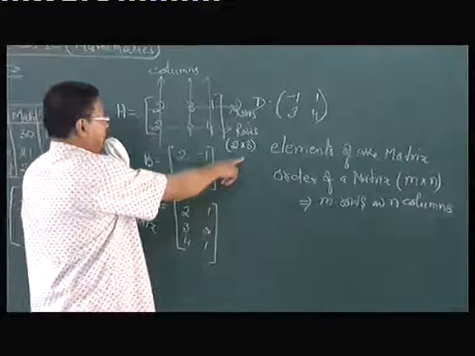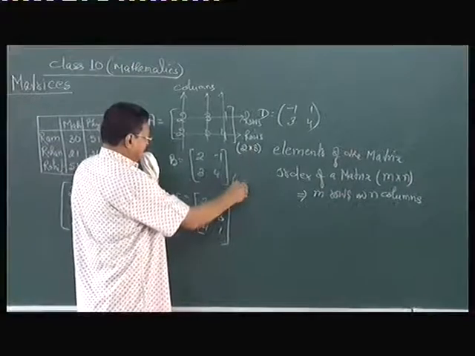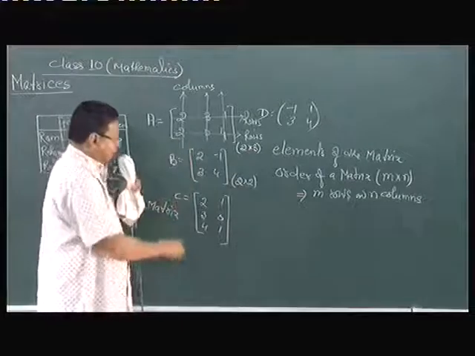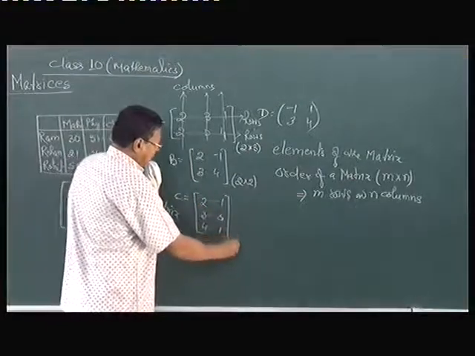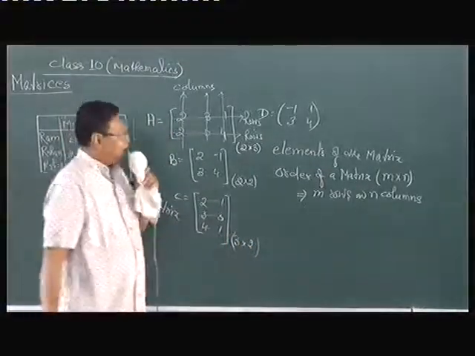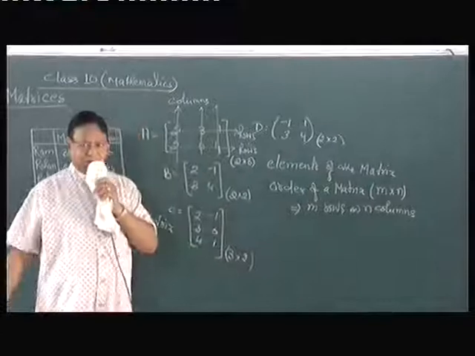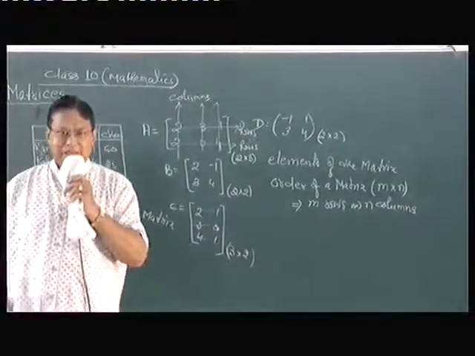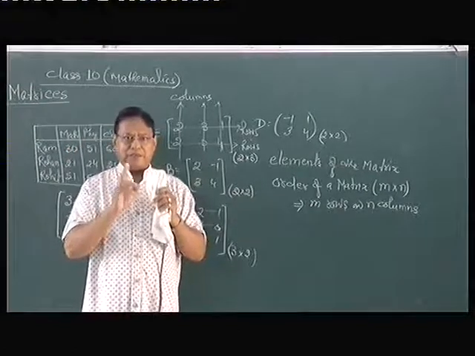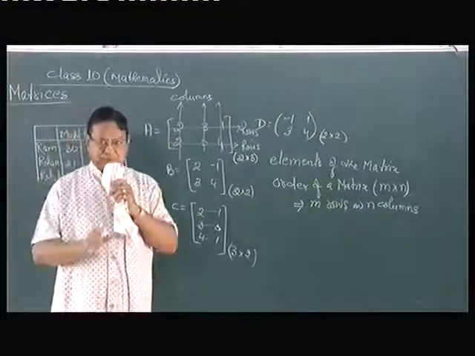So look at this. I've written 2 by 3: 2 rows, 3 columns. The order of this matrix is 2 by 2: 2 rows and 2 columns. Here 1, 2, 3, so 3 rows and 2 columns. Here it is 2 rows and 2 columns. Okay? So the order of a matrix is an important thing to know. Order of a matrix is M by N. M is the number of rows, N is the number of columns. That's important.